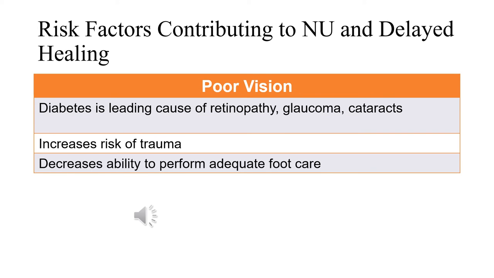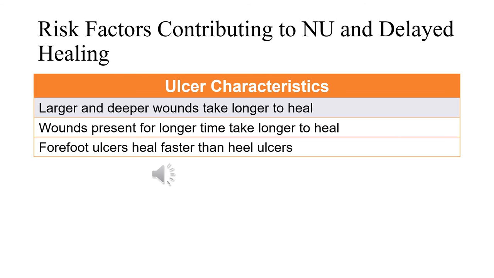Another risk factor with diabetics is poor vision. And you might be thinking, well, how does poor vision impact a wound on the bottom of the foot? The reason is that if patients have poor vision, we have an increased risk of trauma. They're not able to visualize the bottom of their feet. They're not able to see hazards that they normally might be able to, and they're not able to perform their own adequate footwear checks. All right, so let's talk about some ulcer characteristics with neuropathic diabetic foot ulcers.